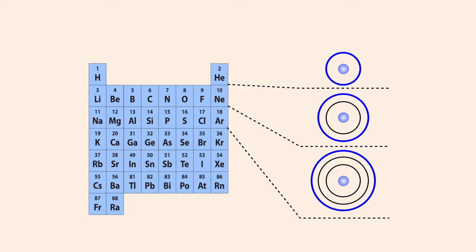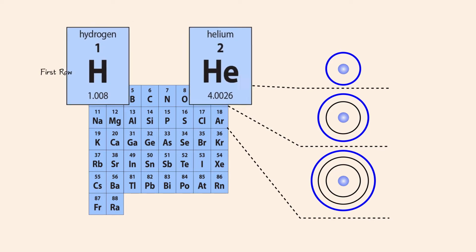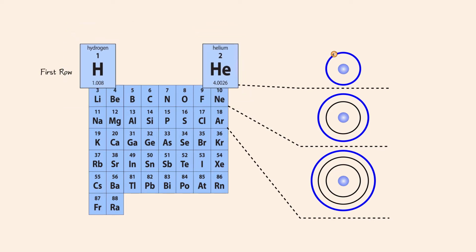There are 2 atoms in the first row, hydrogen and helium. Hydrogen has 1 electron in its shell. As we move from left to right across this row, electrons are added one by one. Helium has an additional electron. Thus, it contains 2 electrons in the first shell. It is important to note that the first shell contains a maximum of 2 electrons. The electrons in the outermost shell are referred to as valence electrons.